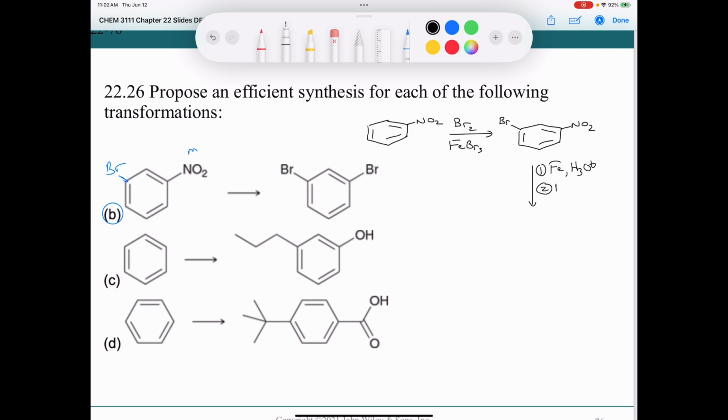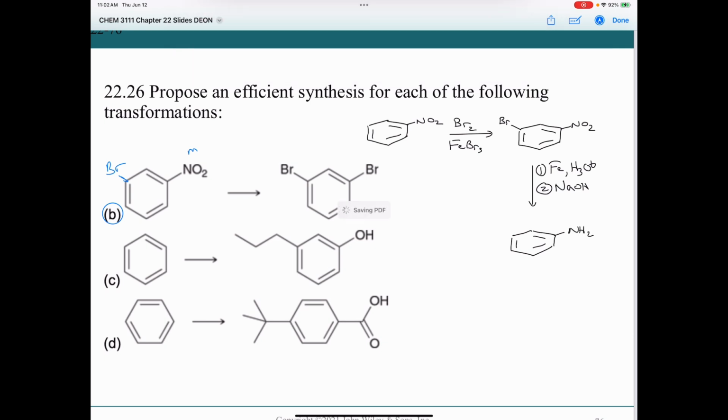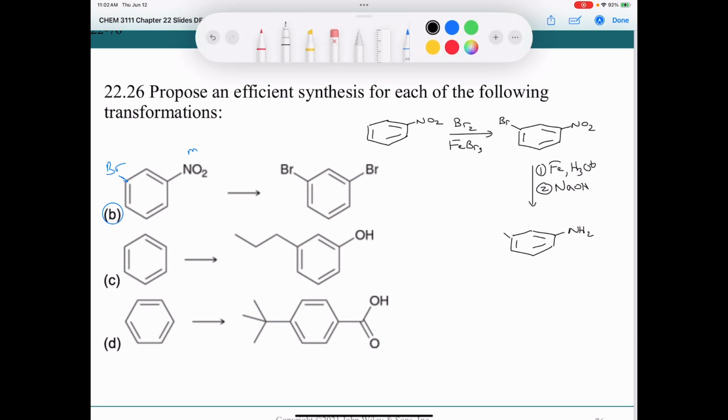And then, of course, you have to wash it with sodium hydroxide to avoid having just an aniline ion. So now I've got my meta-bromo aniline. And now I can do my diazotization. And so you want to practice these so that you remember the conditions.